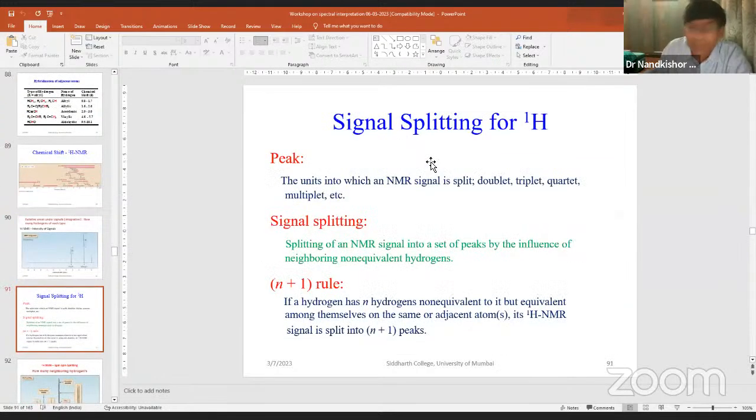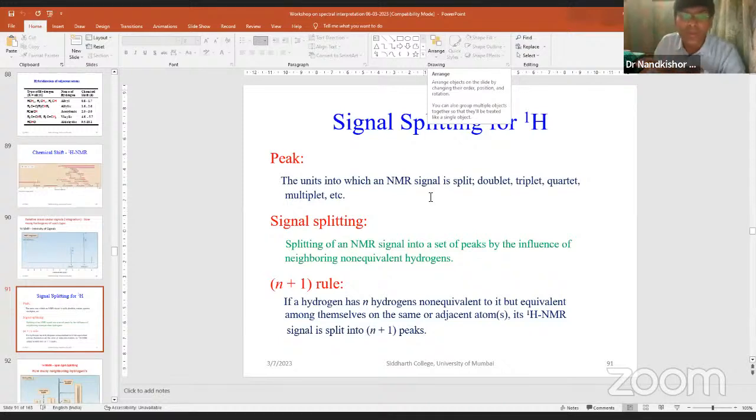So the next application is what? Splitting pattern, that is spin-spin coupling. Now what is this spin-spin coupling? The spin-spin coupling gives you the exact information about the neighboring group of the proton. If you are targeting one of the nuclei under study, what are the nearby nuclei which influence it? You will get that exact information from this spin-spin coupling, that is the first order equation, that is n plus 1.